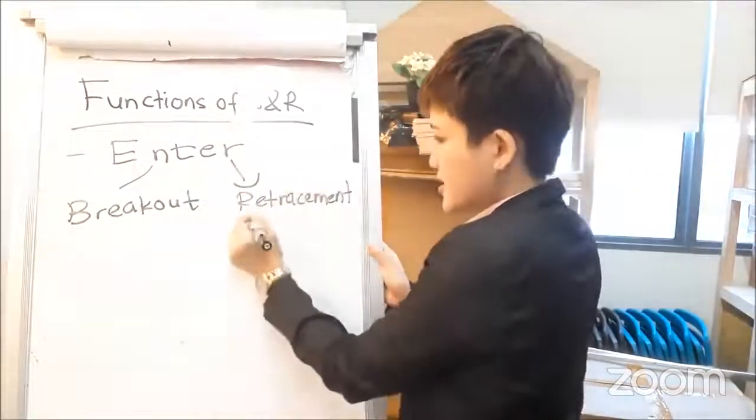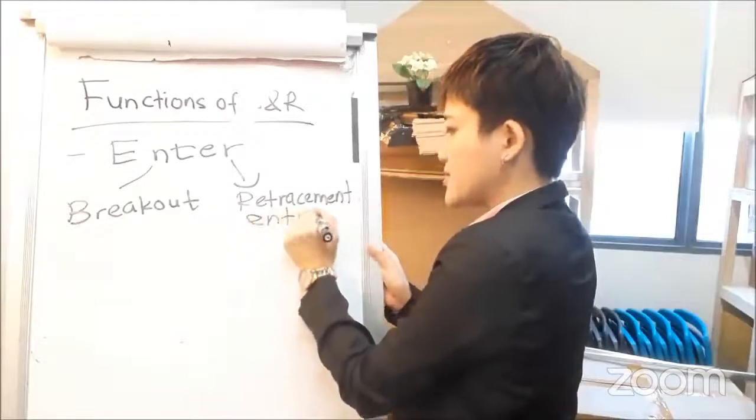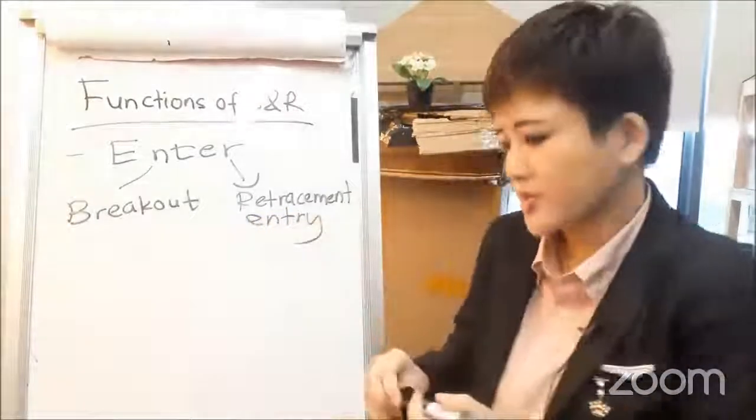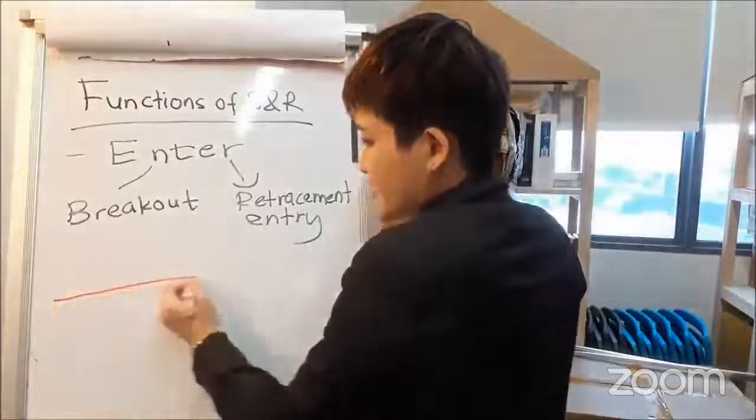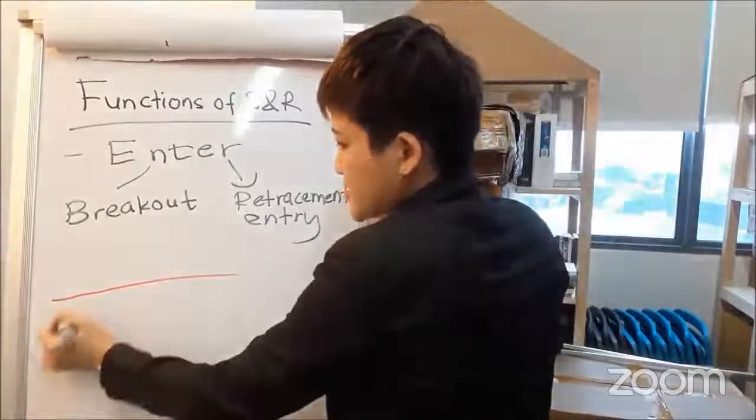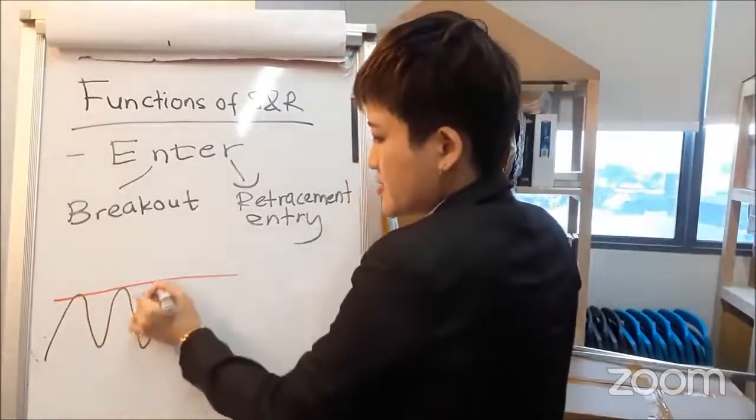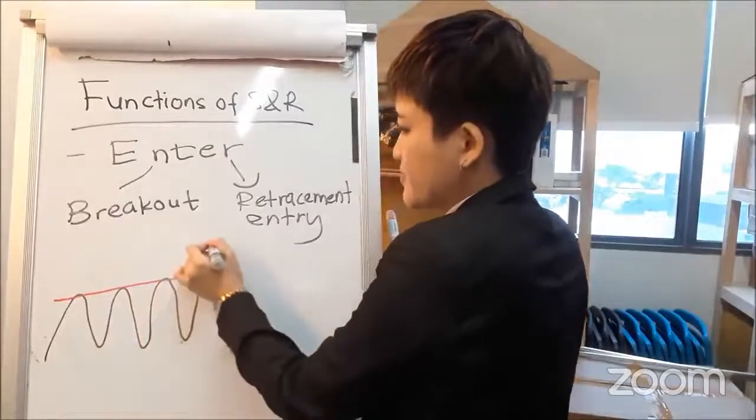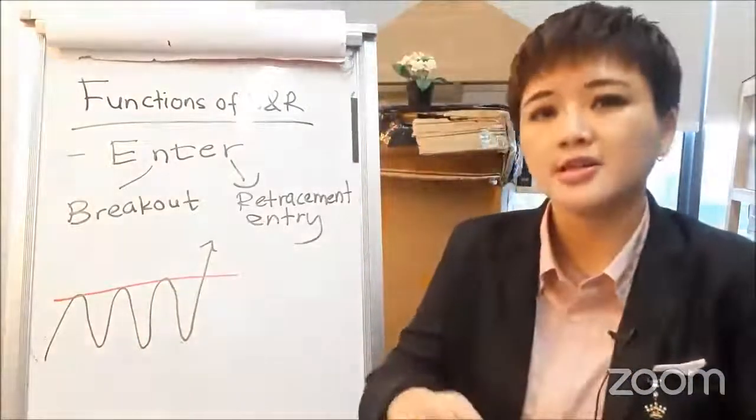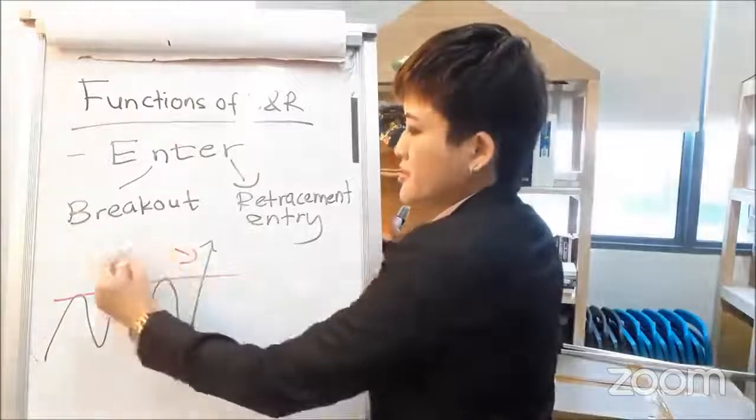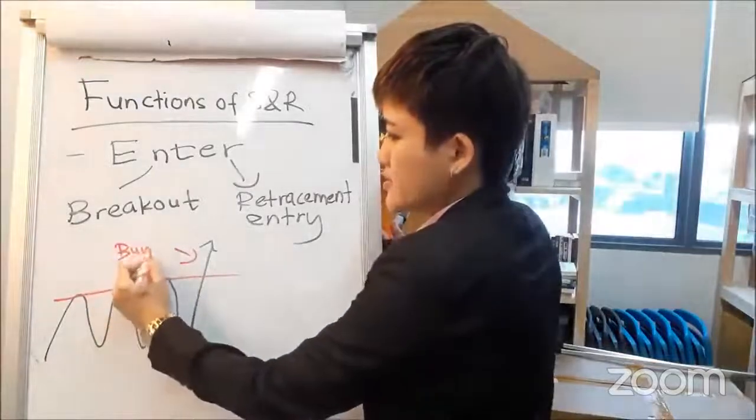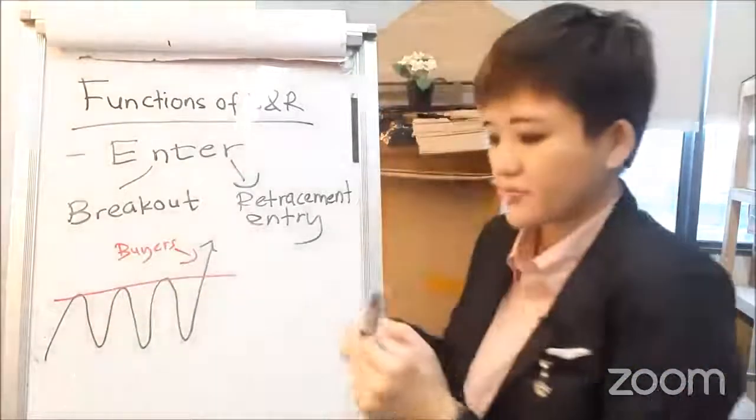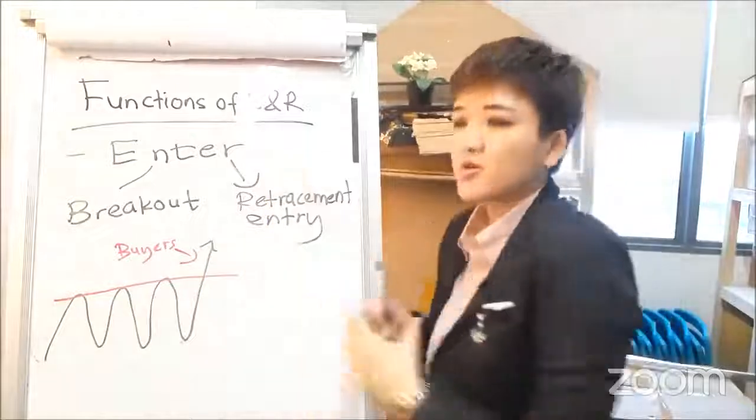So some people call it the retracement entry. So the breakout, how does it work? Let's say you have a resistance over here. Price tested resistance a couple of times, and it breaks above the resistance. This will cause buyers to come in because they anticipate the price to continue to go up.